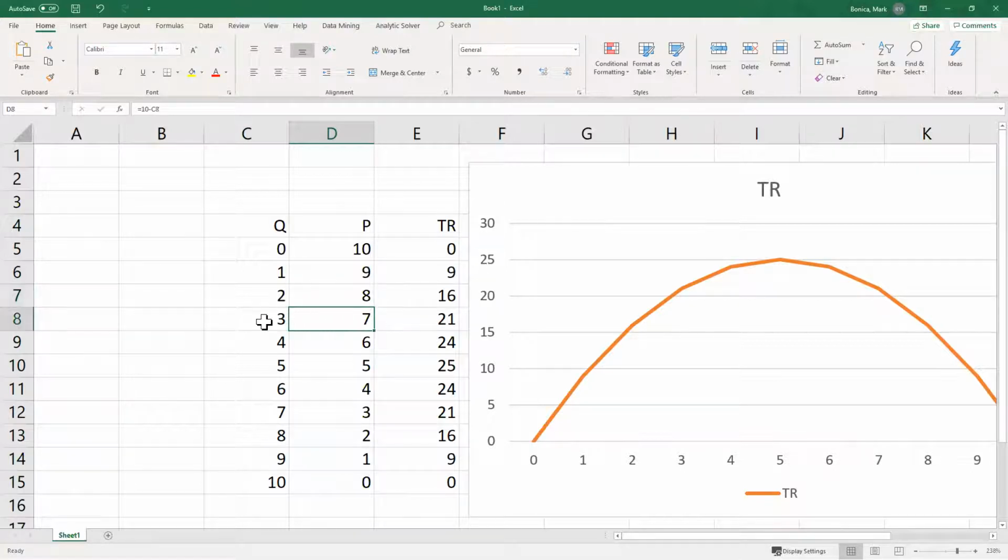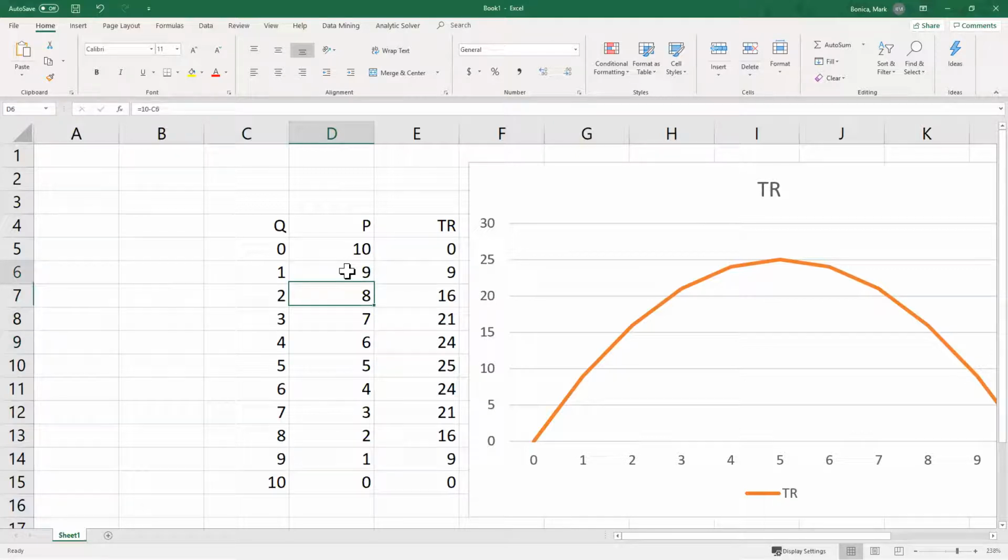If they want to sell 3, they have to charge 7 for all 3. If they want to sell 4, they have to sell all 4 at 6. They don't get to charge 9, then 8, then 7, then 6. We're going to look at that very shortly, and that's called price discrimination. But for right now, what we're assuming is the monopolist picks a price and sells all of its quantity on the market for that price.